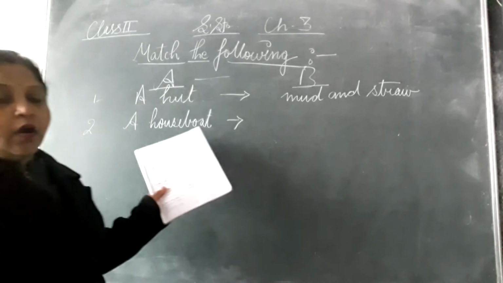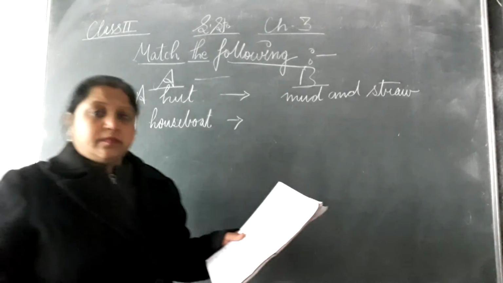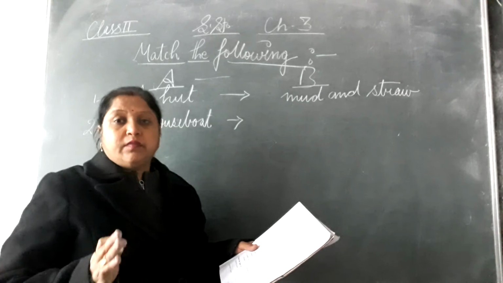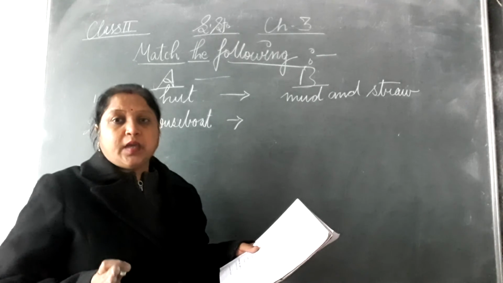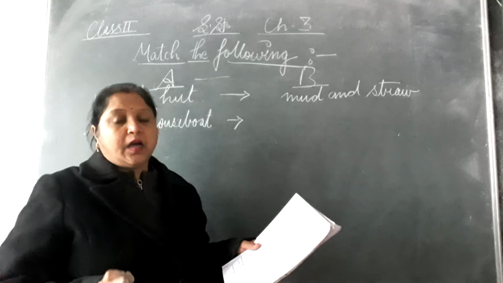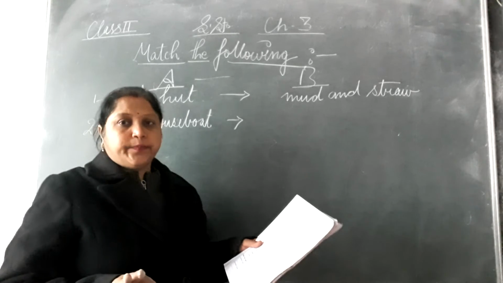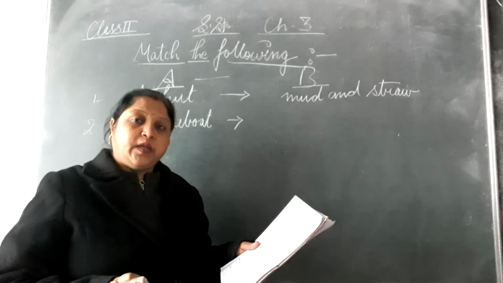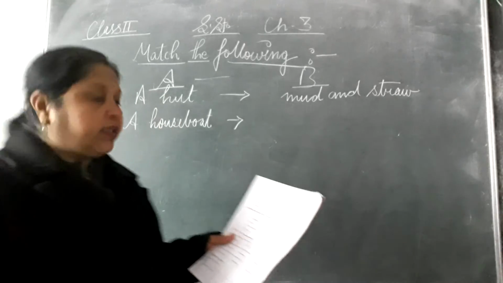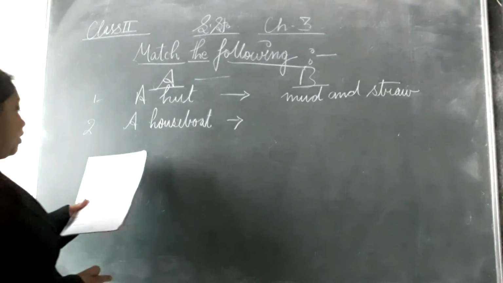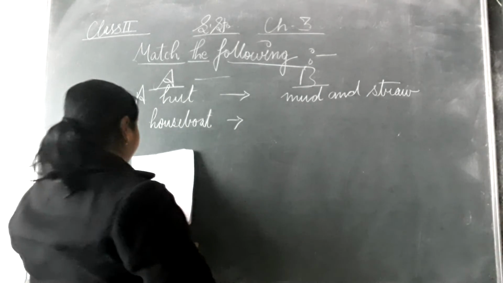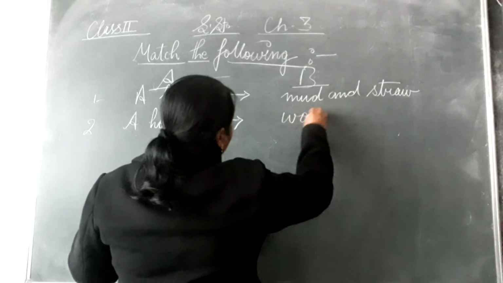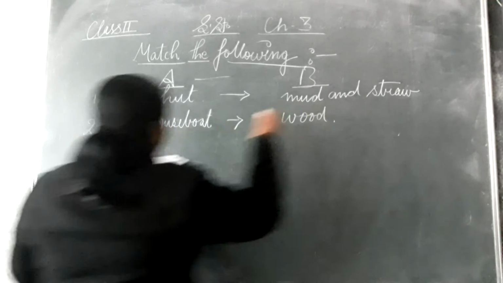Understand? The houseboat is type of which type of house? Yes, come and tell me. Kachcha house. Houseboat is type of permanent or temporary? Temporary house. Understand? For a houseboat, which type of material do we need? Wood. Next.